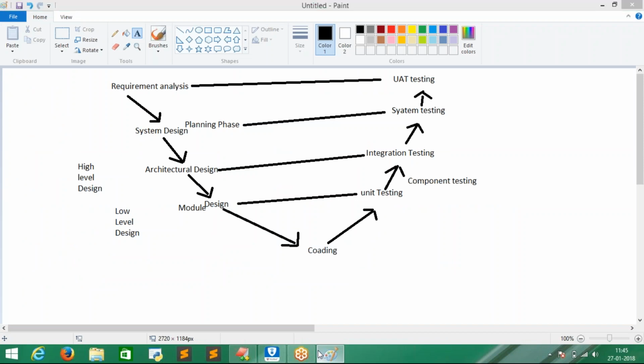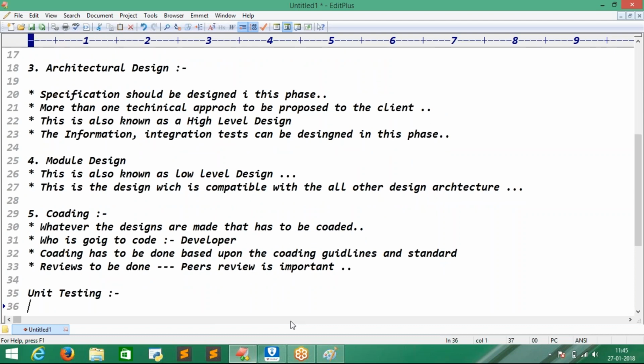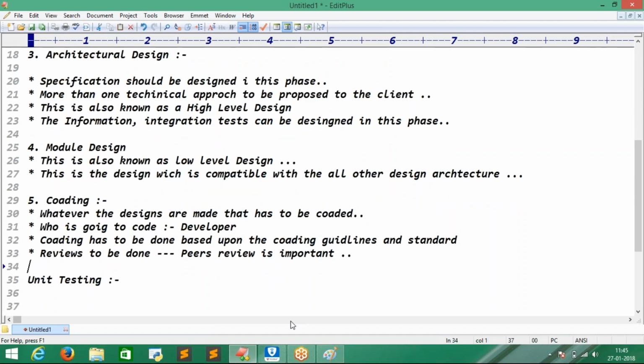Next, this is all about your coding. After coding, you have unit testing. What do you mean by unit testing? Great, you guys know what unit testing is. Let me give this as point 6. When I'm talking about unit testing, what do you mean by it? First, my question is, who will do the unit testing?